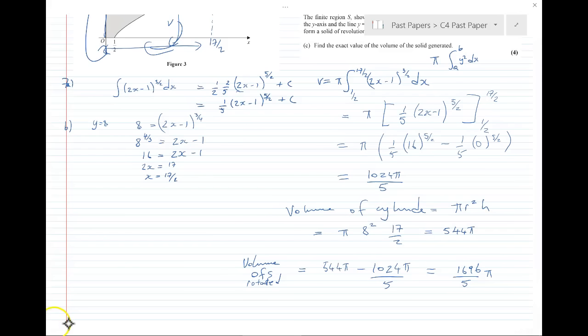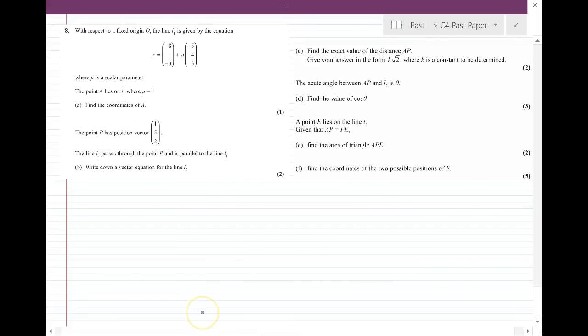Let's have a look at the final question. The final question is a vectors question, and normally the first few marks of a vectors question come out very easily, and typically the last few are much more difficult. We've been given an equation of a line L1 here, and it says point A corresponds to the value of mu equals 1. So we're just putting 1 into there. So the point A has coordinate.